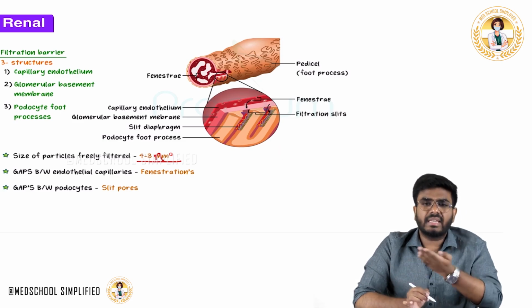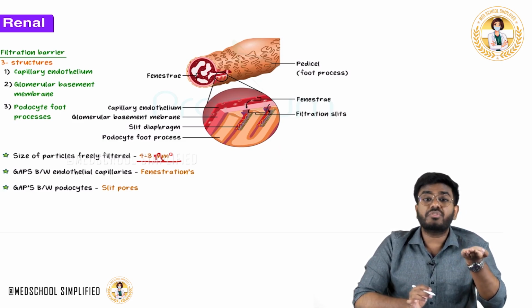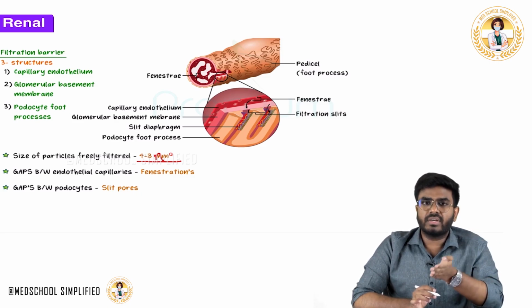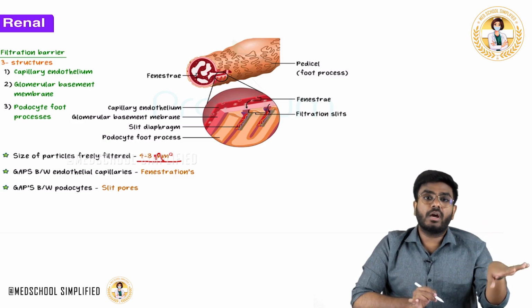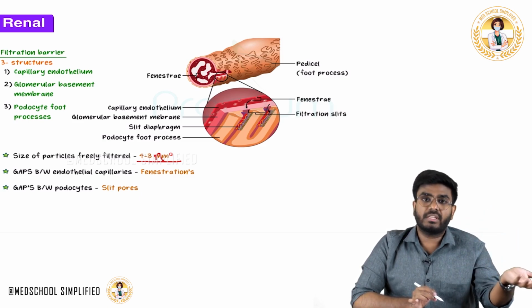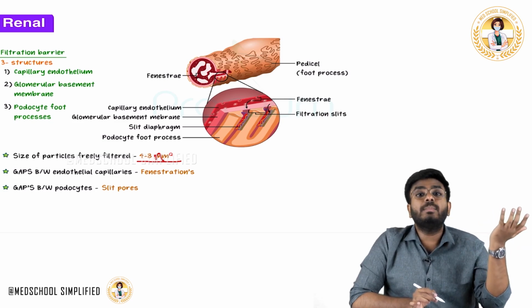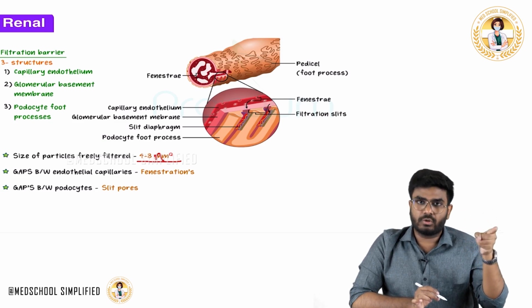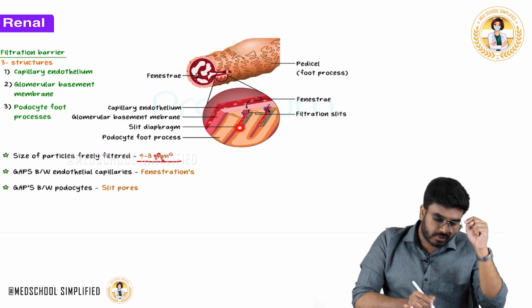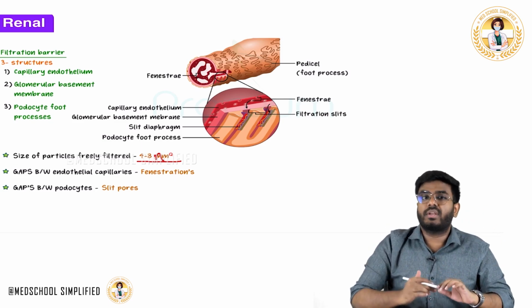Why? Because it's like a diaphragm. It's an obstruction, a barrier. It doesn't allow big size substances to filter. Once it is damaged, that will cause proteinuria or nephrotic syndrome, loss of proteins in the urine. Loss of more than 3.5 grams of protein per 24 hours is called nephrotic syndrome. So damage to the slit diaphragm can lead to nephrotic syndrome.